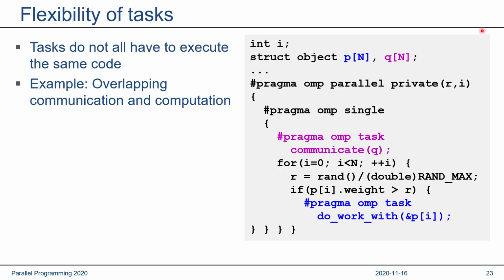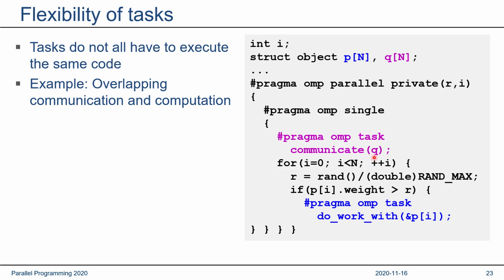Now, this seems nice, but there's more to it. Tasks, if you use them in your program, do not all have to execute the same code. You can have tasks executing in totally different parts of your program or doing totally different things. So here's an example in which we, in a simple way, overlap communication and computation. Instead of one array of objects, P of n, we now have two, P of n and Q of n. The beginning of this program is the same. We enter the parallel region, we enter the single construct, and the first thing we do in single is we kick off a task that does nothing but call a communicate function with the Q array.